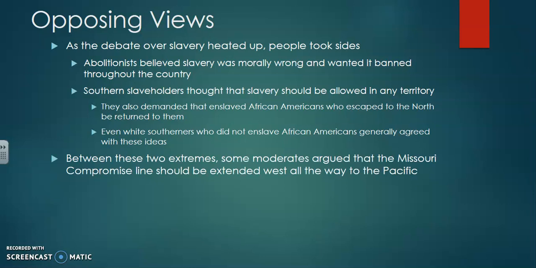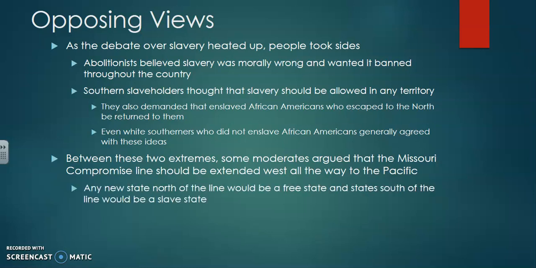So between these two extremes, some moderates would argue that the Missouri Compromise line should be extended west all the way to the Pacific Ocean. In other words, that line at 36 degrees and 30 minutes north would extend all the way to the Pacific Ocean. And so any state north of the line would be a free state. Any state south of the line would be a slave state.